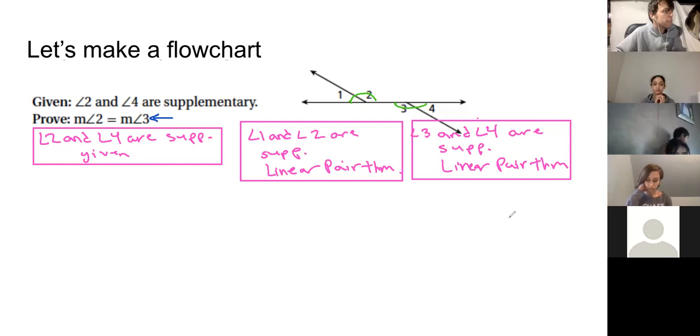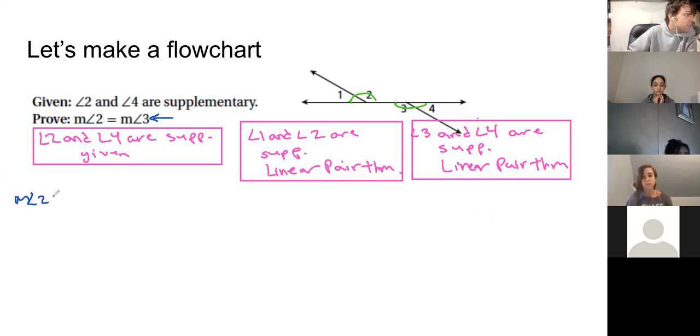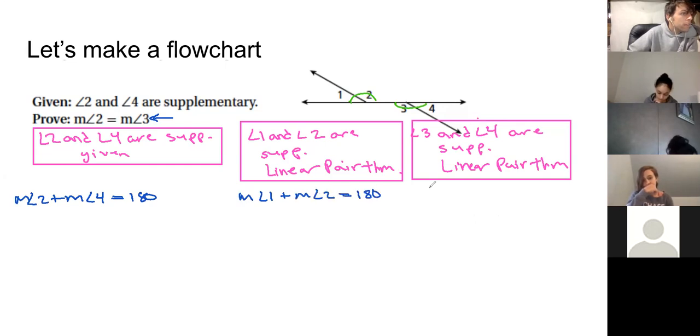Okay, let's see here. All of these give me one particular type of equation. They say the measurement of angle 2 plus the measurement of angle 4 equals 180. This one says the measurement of angle 1 plus the measurement of angle 2 equals 180. This one shows the measurement of angle 3 plus the measurement of angle 4 equals 180. And those are all just the definition of supplementary angles. If I know angles are supplementary, I know they add up to be 180.